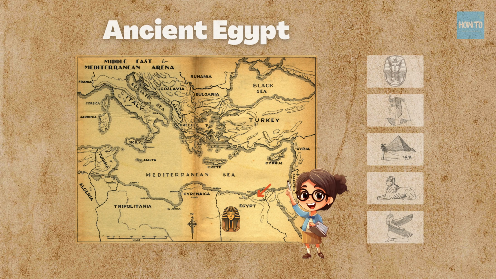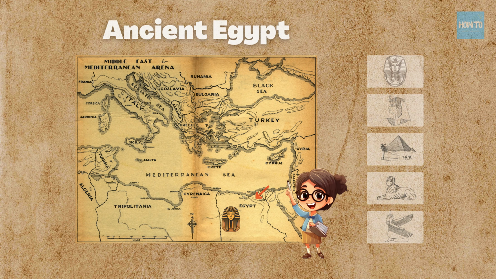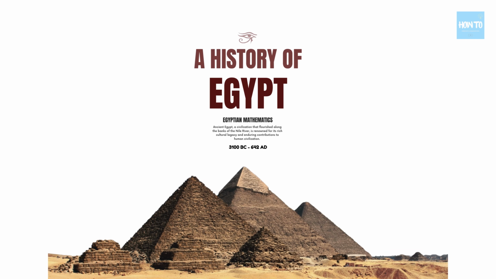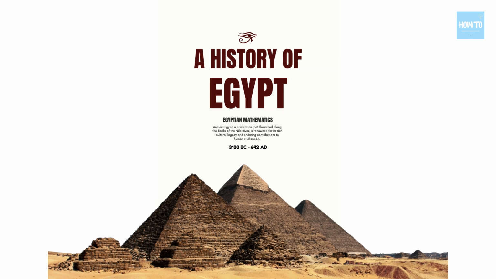Ancient Egypt, a civilization that flourished along the banks of the Nile River, is renowned for its rich cultural legacy and enduring contributions to human civilization. Here is a brief history of ancient Egypt.